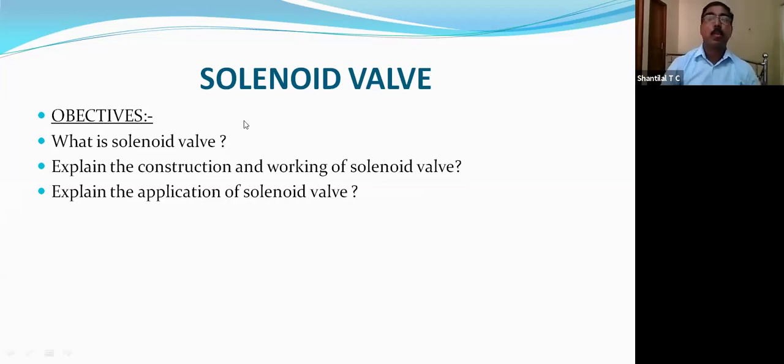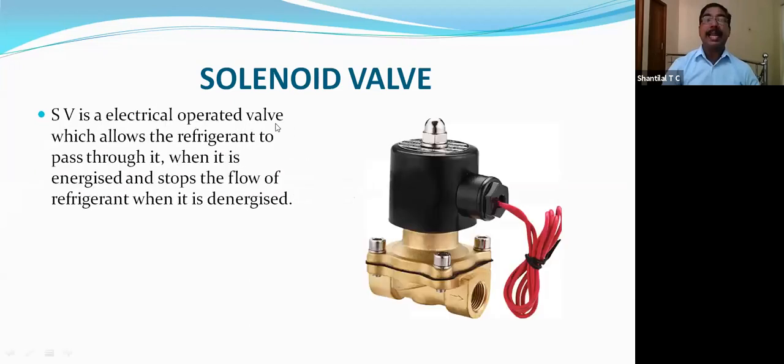A solenoid valve is an electrically operated valve which allows the refrigerant to pass through it when it is energized and stops the flow of refrigerant when it is de-energized. Normally a hand operated valve will be there. That's a manual operating valve. In a manual operating valve, by our hand we open and close the line. Instead of that, here it is opening and closing electrically.